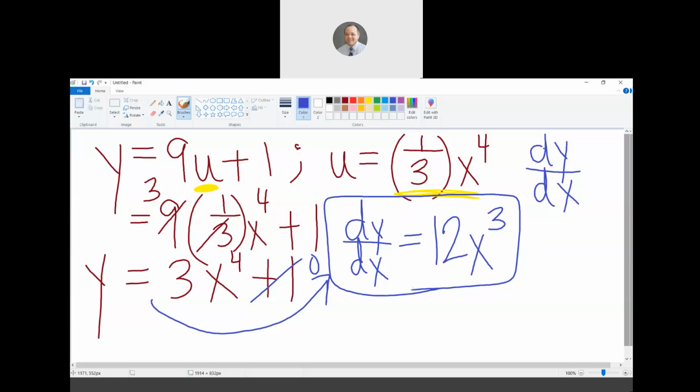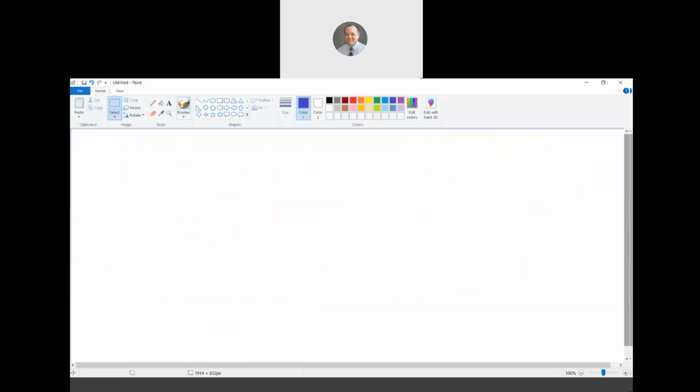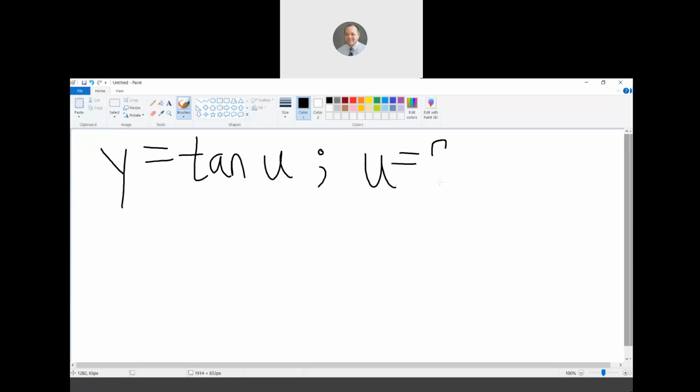This next example also involves u, but also includes a trig function. So our next question is y equal to, sorry for the delay, I lost my problem. Y equal to tangent of u where u is equal to 7x minus 5. And we're still looking for dy over dx, or the first derivative.